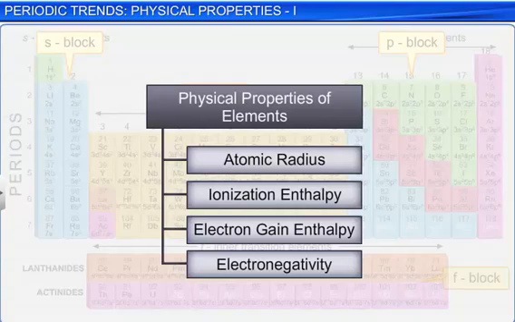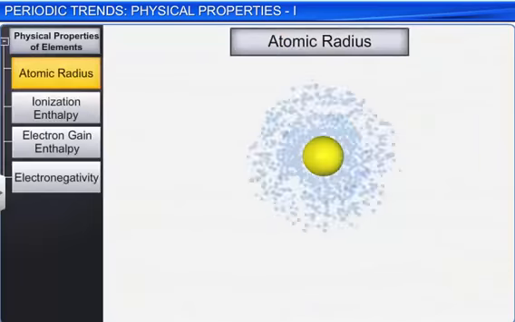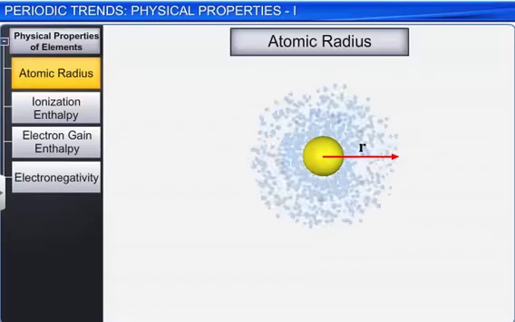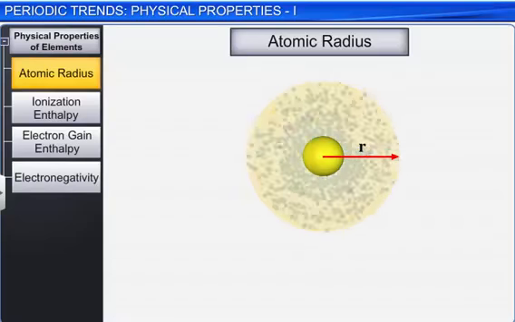The first important physical property is atomic radius. Atomic radius can be defined as the distance from the center of the nucleus to the point up to which the density of electron cloud is maximum.